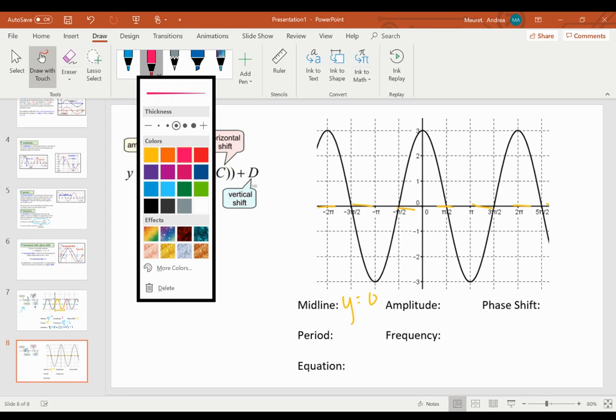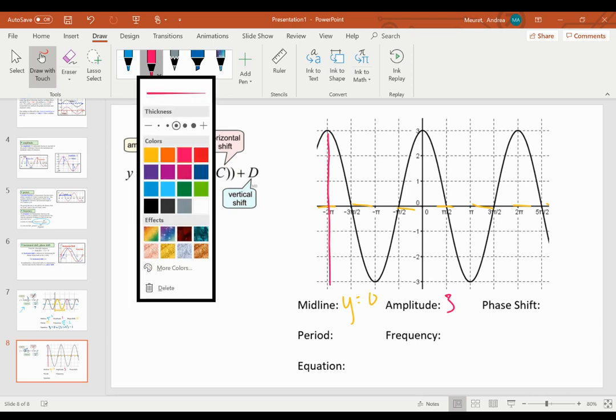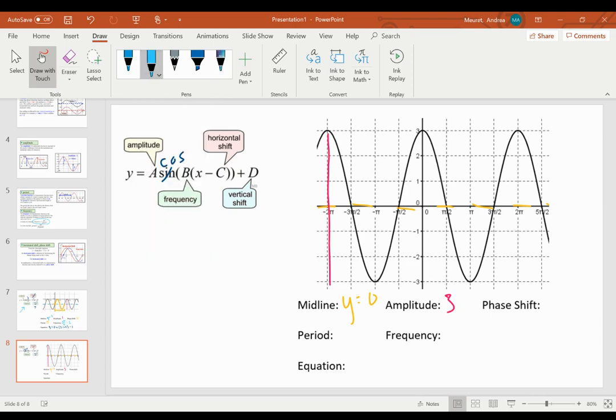The amplitude: here's the highest point to the lowest, a distance of 6, and half of 6 is 3, so the amplitude is 3. For phase shift, once again, this function doesn't have a phase shift because in a cosine function, when x is 0, the function is at its maximum value if there isn't a phase shift. So for phase shift, I'm going to say 0 again.